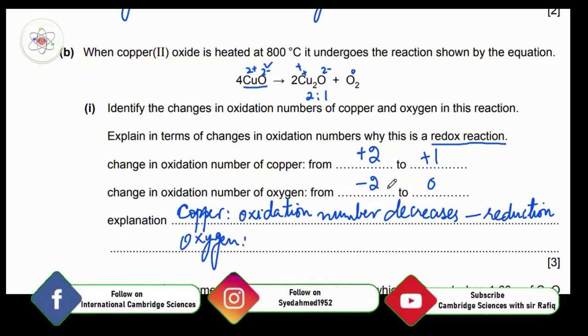As far as oxygen is concerned, you can say from minus 2 to 0, it means there is an increase in oxidation number. So oxidation number increases. So this is oxidation, right?